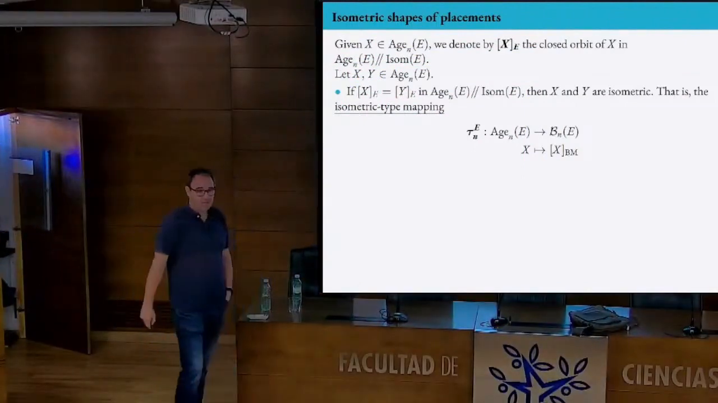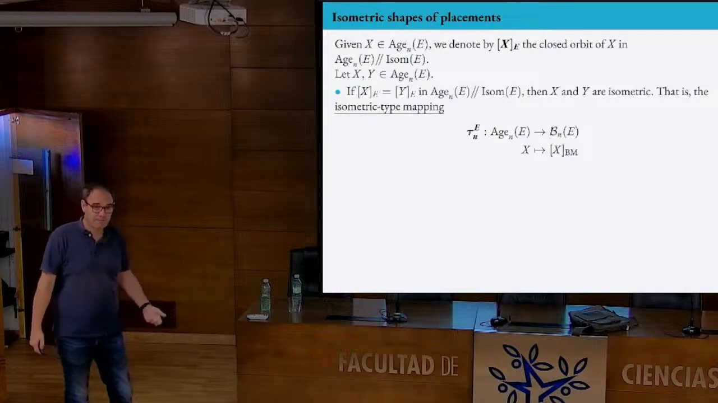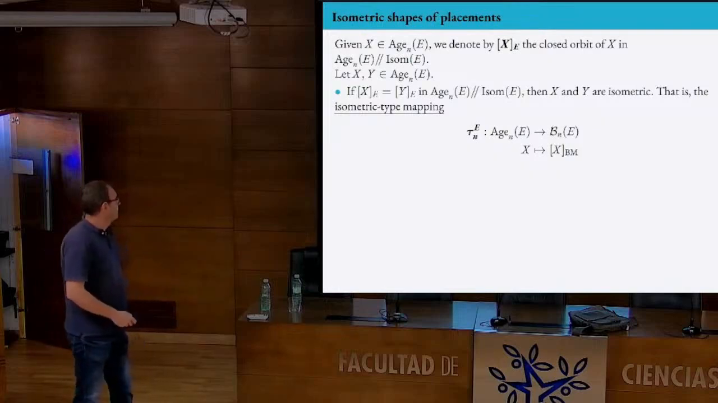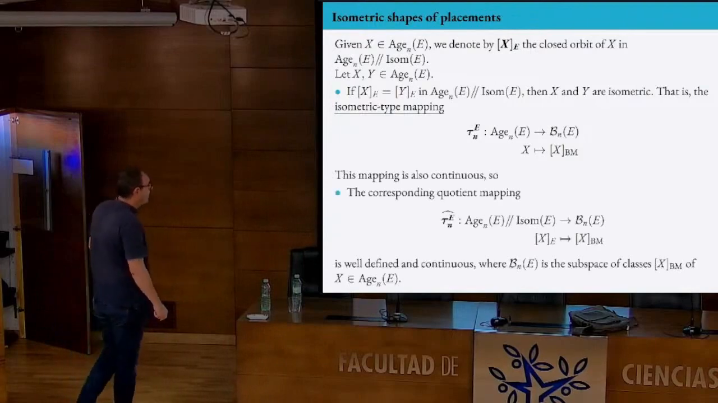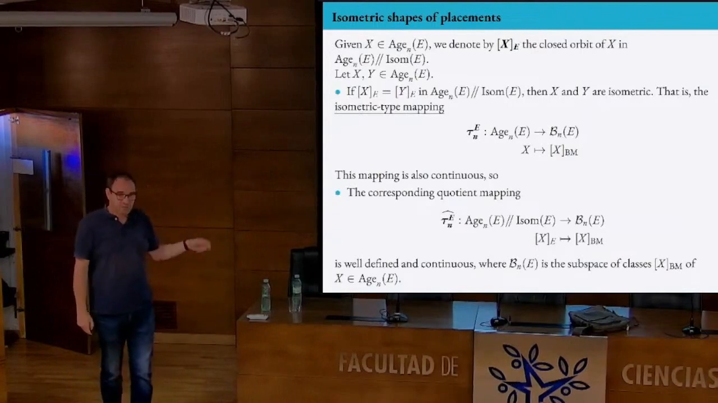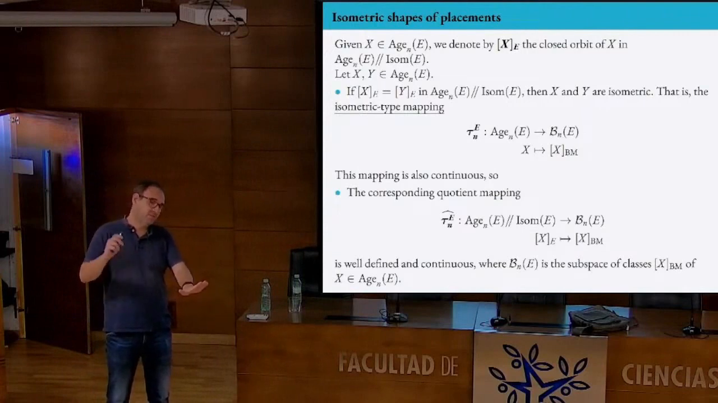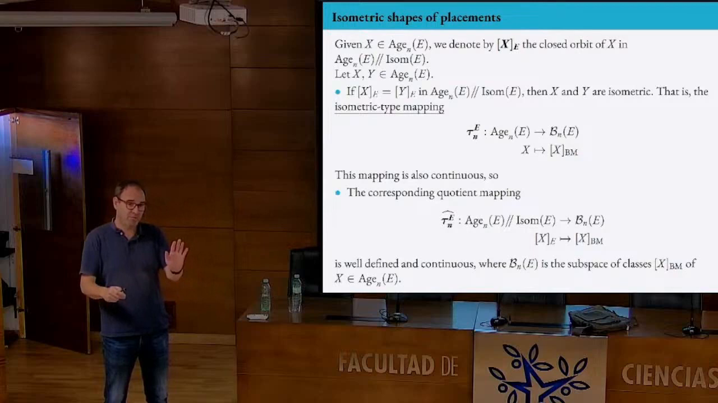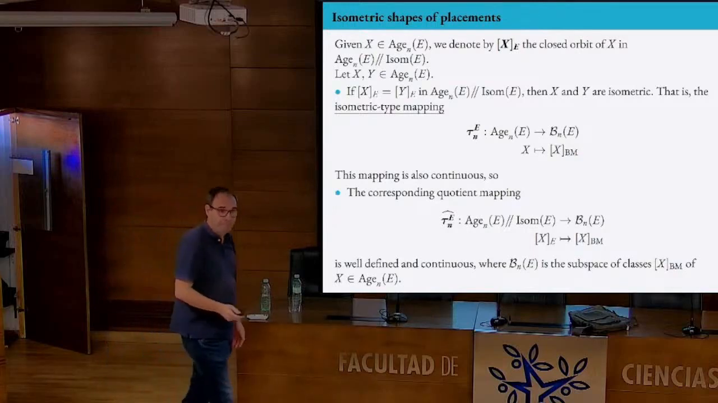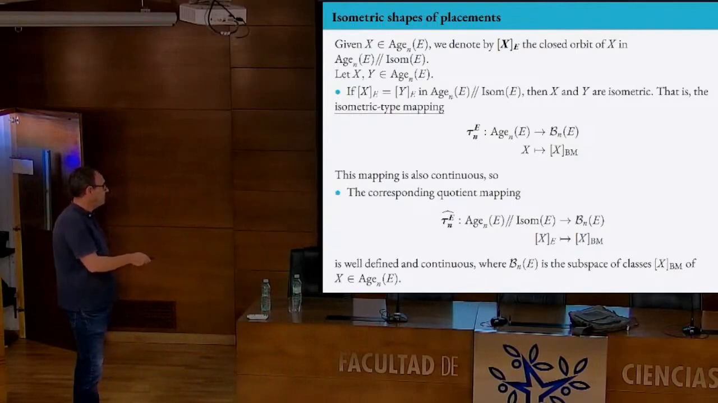So given the n-dimensional subspaces, I can move X to its Banach isometric type. I call this tau NE. It is easy to see that this is continuous, and you can pass to the quotient, because if you can move X to Y as close as you wish, then the isometric type of X must be the isometric type of Y. So you have this continuous mapping, and you want to compare this topological space with this compactum.